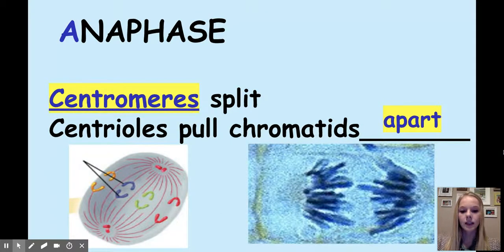The next phase of mitosis is called anaphase. During anaphase, the centromeres split and the spindle fibers pull the matching sister chromatids apart in order to create two new cells with genetically identical information. You can recall what happens during anaphase by remembering that anaphase and apart both start with the letter A.